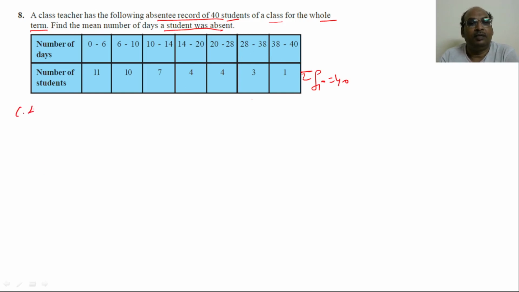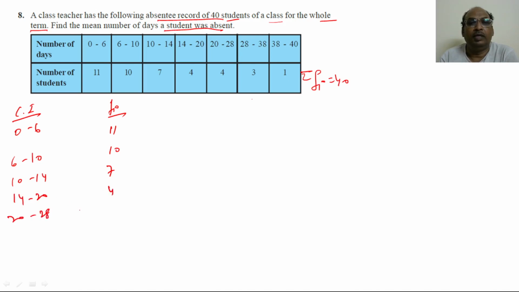So the class intervals given are 0 to 6, with fi 11; 6 to 10, fi 10; 10 to 14, fi 7; 14 to 20, fi 4; 20 to 28, fi 4; 28 to 38, fi 3; and 38 to 40, fi 1, size 2.